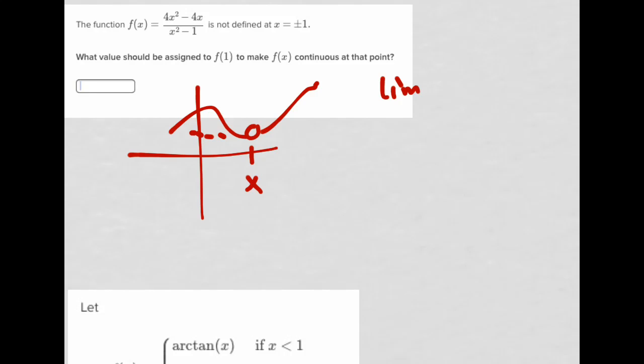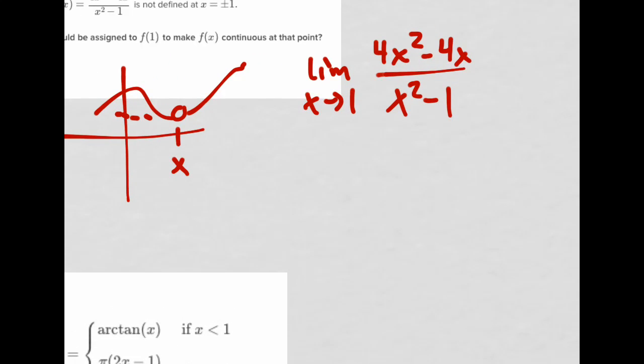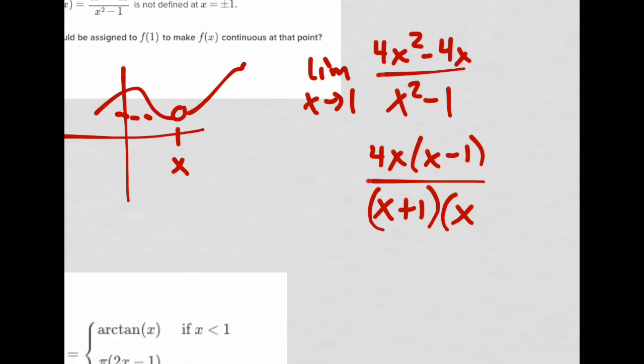So limit as x approaches 1, what is that? 4x squared minus 4x. That's 4 minus 4 if I evaluate right now, and on the bottom that's 1 minus 1. That's 0 over 0, so it's an indeterminate form. I've got to factor. I can factor out the 4x, and I get x minus 1. And then on the bottom is the difference of squares, x plus 1 times x minus 1.